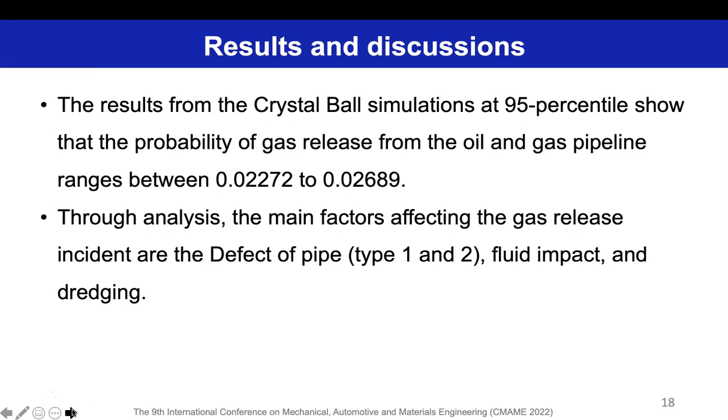And these are some of the results of our simulation, where we find that the 95th percentile probability of the gas release in pipelines could range from 0.0222 to 0.0268. Through this analysis, the main factors which affect the gas release are the defect of the pipe, in both types, whether we are studying the rupture or puncture. The fluid impact is the second one, and the dredging is the third most important factor.